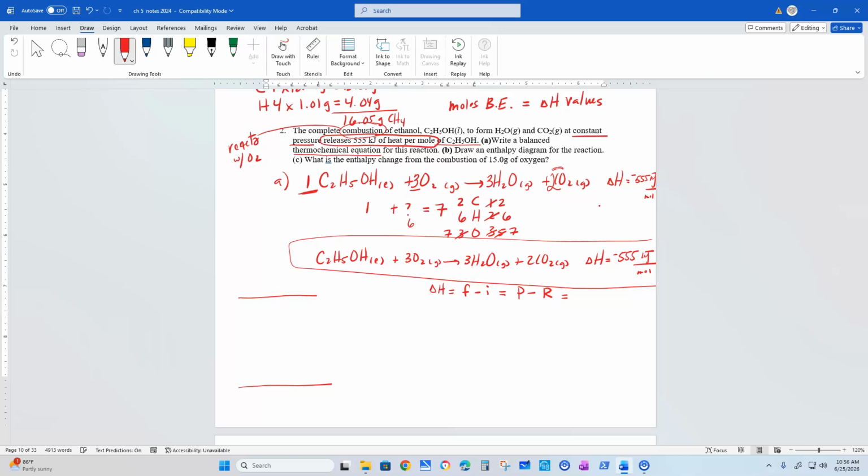And I know that this was a negative 555 kilojoules answer. Assuming both of these values are positive, a positive minus a positive number became a negative 555. I know my reactants were large. I had a lot of heat on my reactant side compared to my product side, which was smaller. So when I draw my enthalpy diagram, the side with the larger enthalpy, the reactants, go on top.